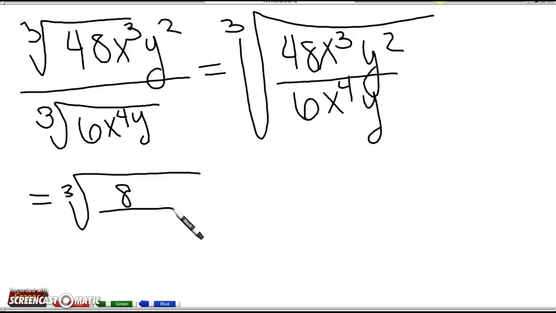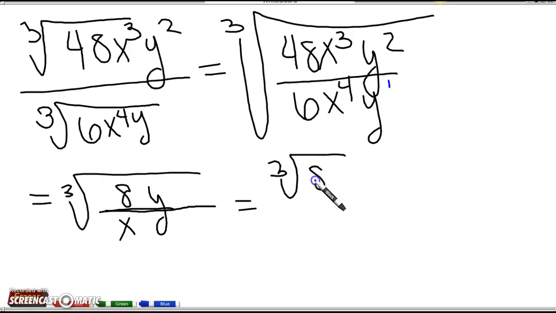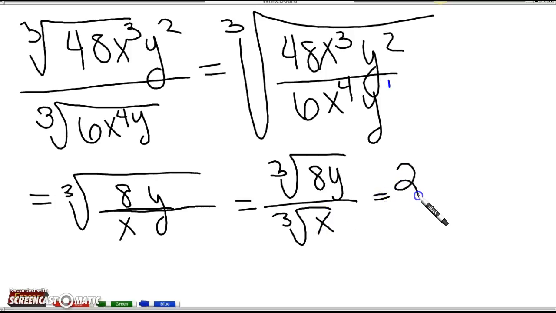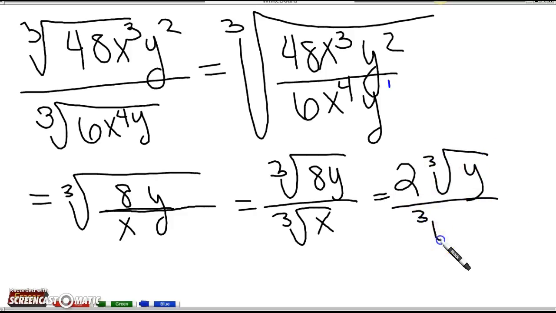So when I subtract, I get x, and the x goes at the bottom. And then I have y squared minus, this is an invisible 1 here. So 2 minus 1 is 1, so I'm left with y at the top. And so when I rewrite it, I get the cube root of 8y over the cube root of x. Well, I know the cube root of 8 is 2, so I have 2 times the cube root of y over the cube root of x.